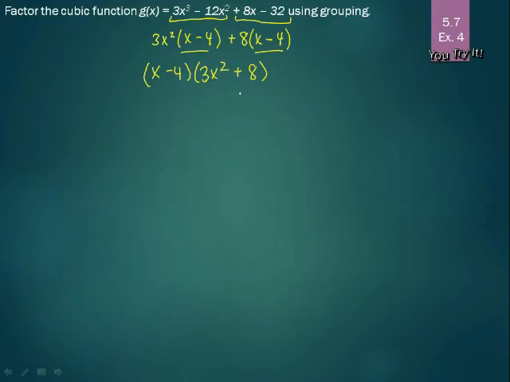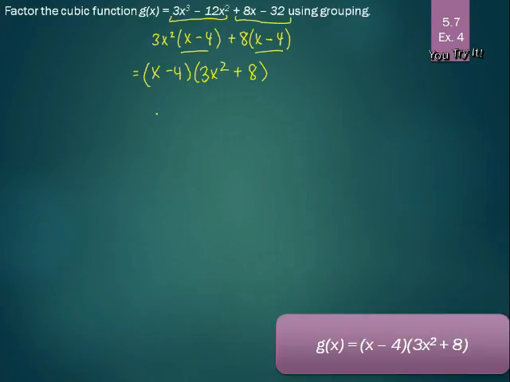And so let's go ahead and summarize our answer. G of x equals x minus 4 times 3x squared plus 8.